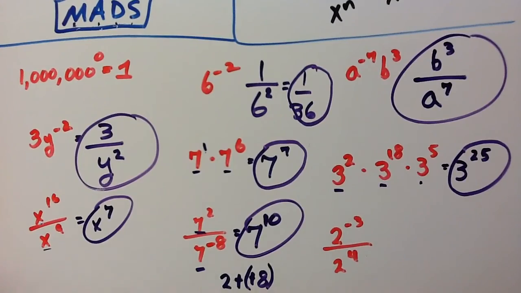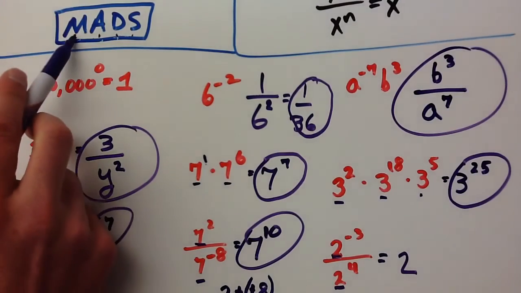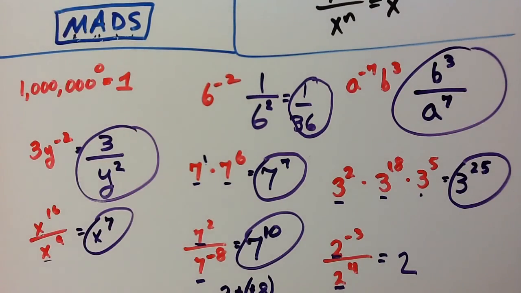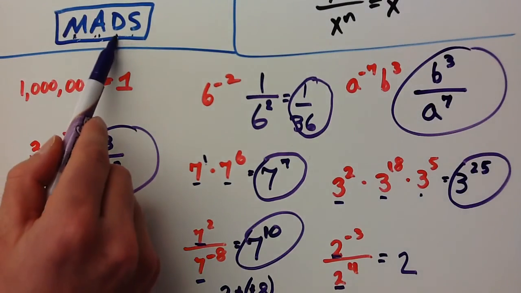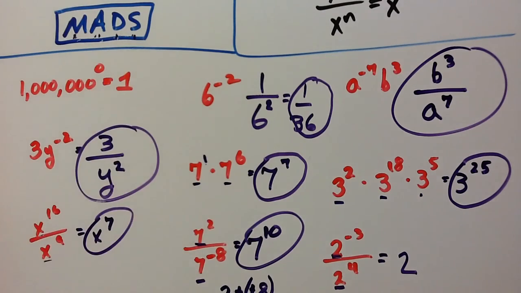Last example here, we have 2 to the negative 3 divided by 2 to the 4th. So again, we are dividing powers with the same base. The base is 2. So I'm going to keep that base in my answer. And because I am dividing powers with the same base, I can use MADS. If I were multiplying, I would keep the base and add the exponents, but I'm not multiplying, I am dividing. So because I'm dividing, I would keep the base and subtract the exponents.